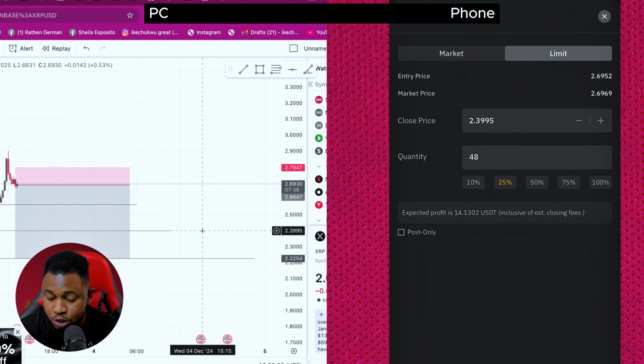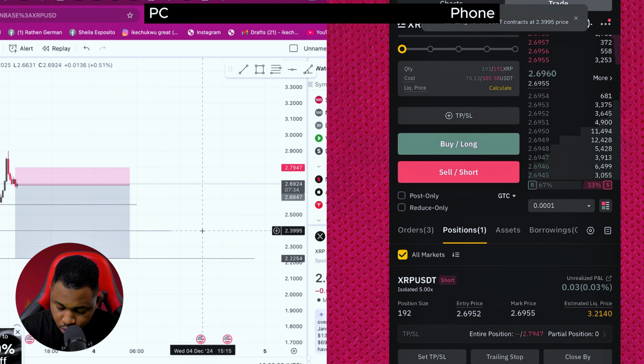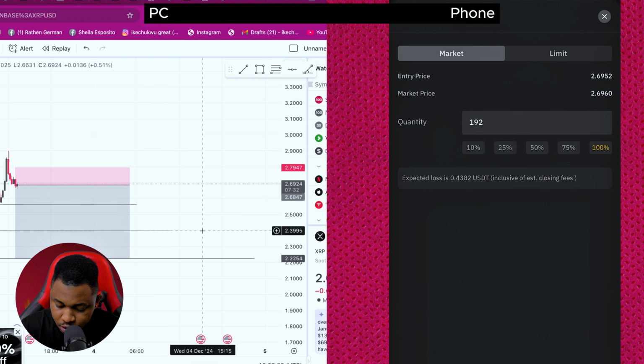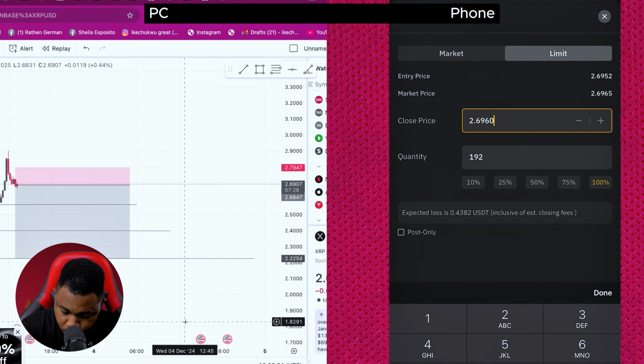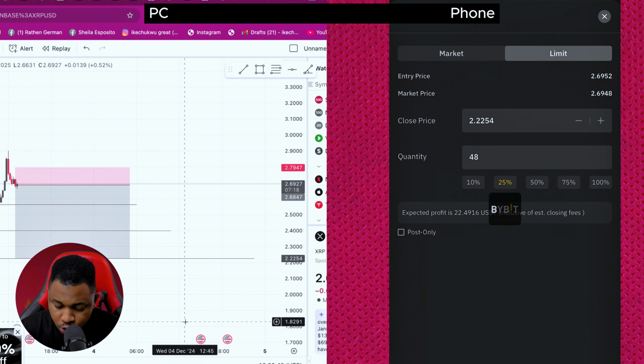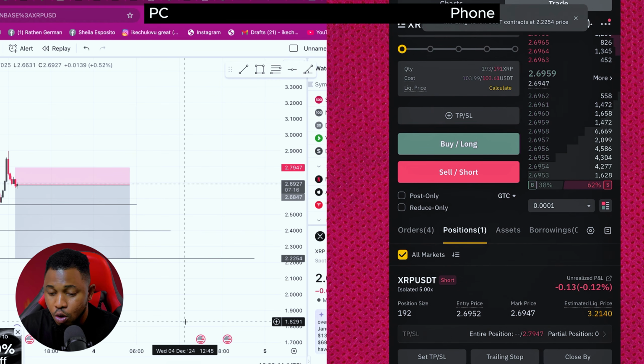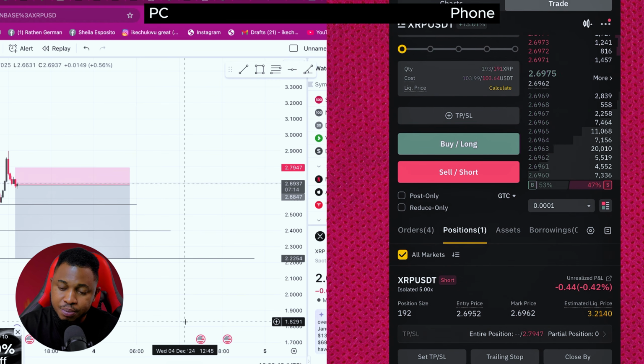So since I've closed the first one for 50%, second one 25%, and then for the third one I'm going to click on close by, click on limit again, and then the last one is 2.2254. So I'm just going to type 2.2254. And what do you want to close? I want to close the remaining 25%. So this way, make sure all of them add up to 100%. So I have 50%, 25%, another 25%.